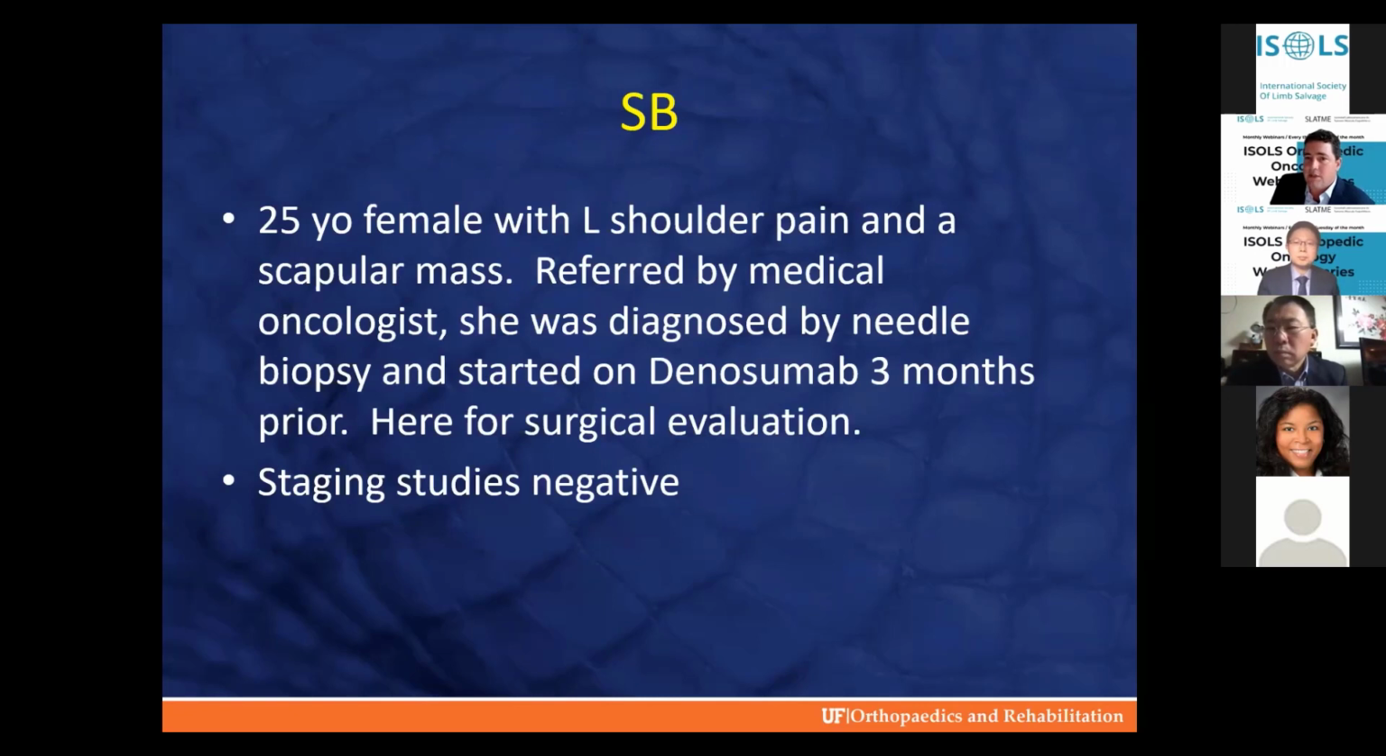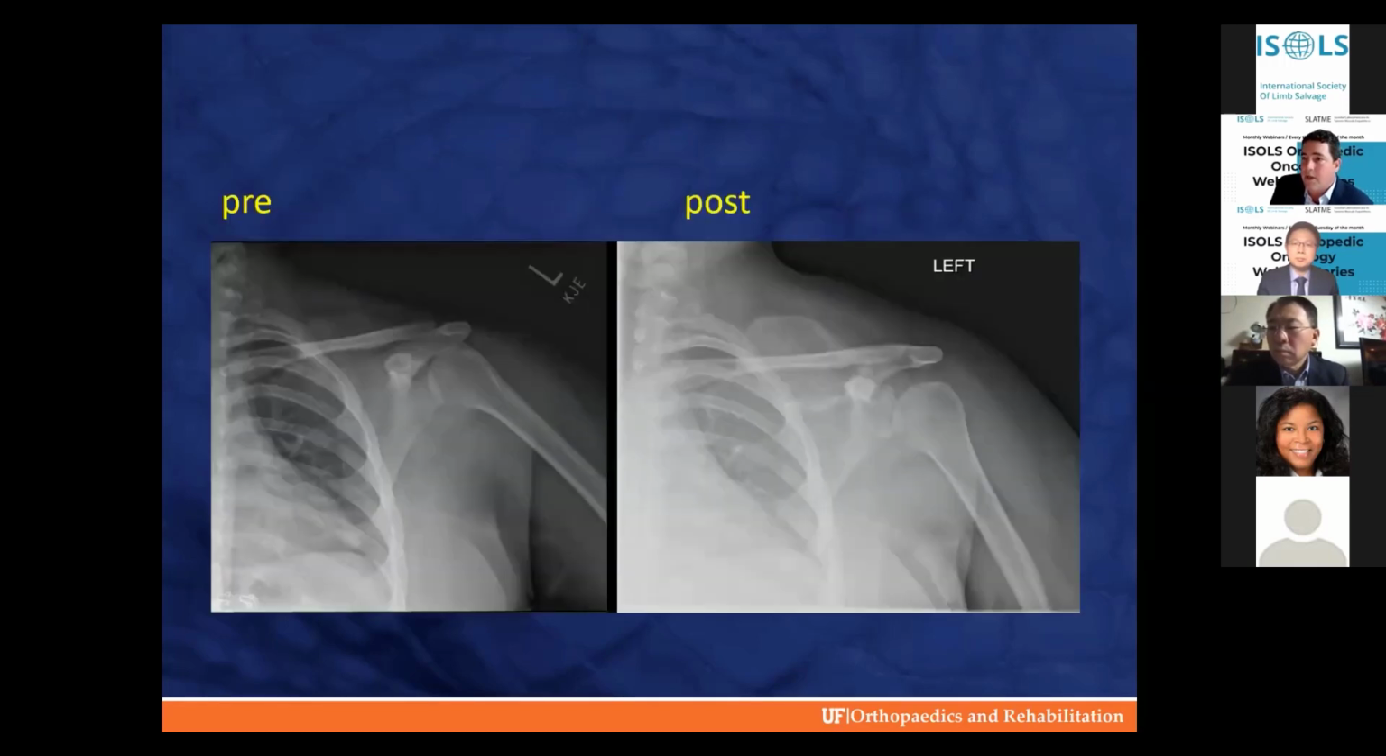This is a case to show that denosumab was used, I think, elegantly. She had a scapular mass. She was actually already started on denosumab by the time she got to me. She was there just for a surgical evaluation. She has this scapular giant cell tumor. And you can see on the left is before, and you can see the soft tissue aspect of the tumor, but you can't really notice where the tumor is.